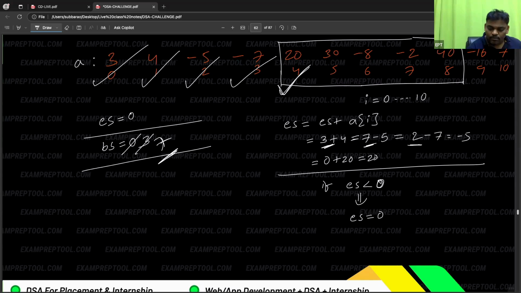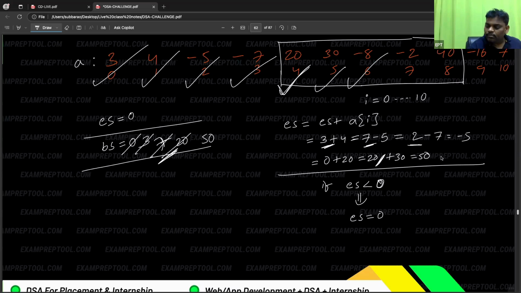It is 20. Is it better than the previous one? Yes. So change it. Next one, 30, which is 50, is better than the previous one. Change it.